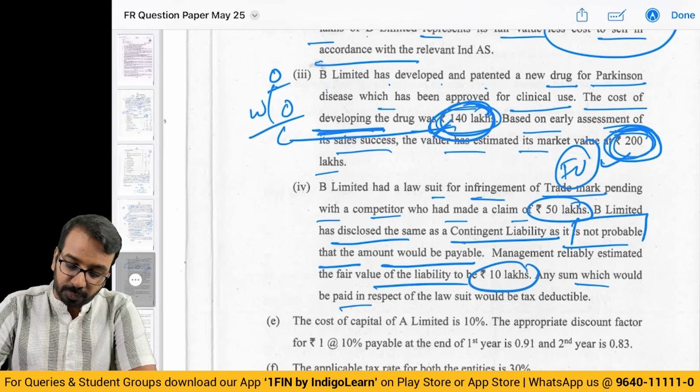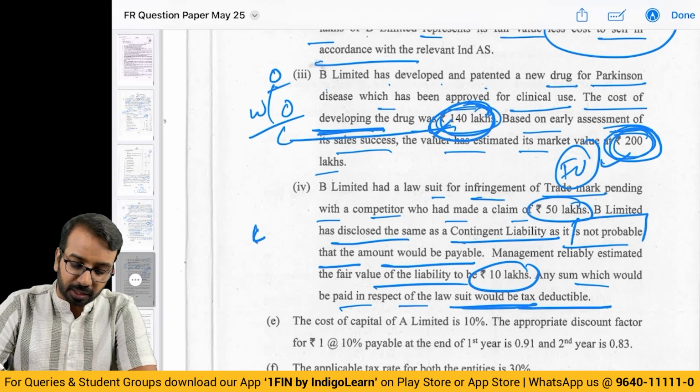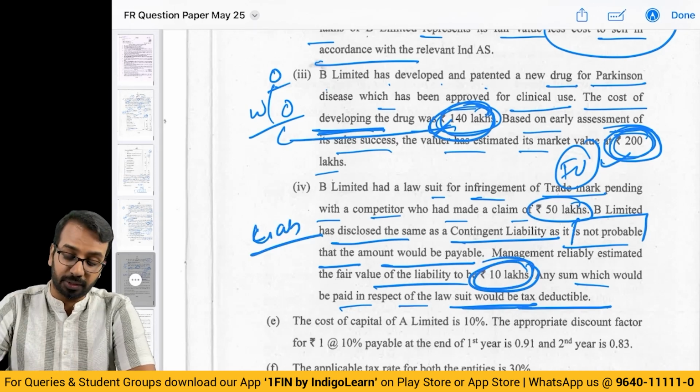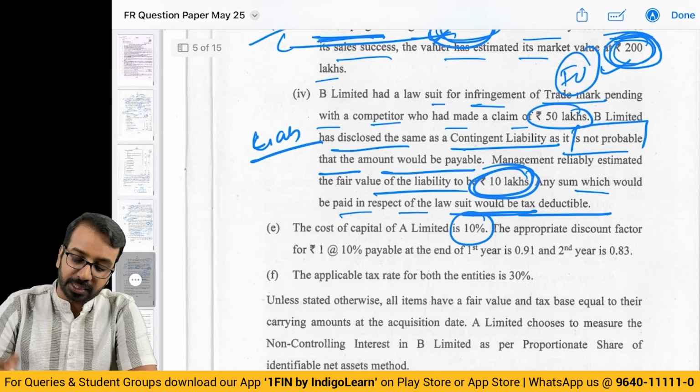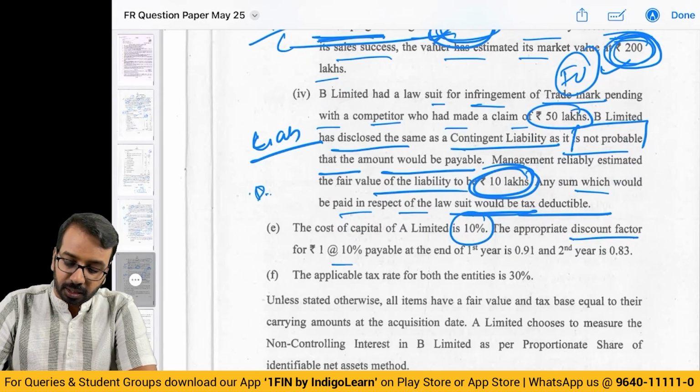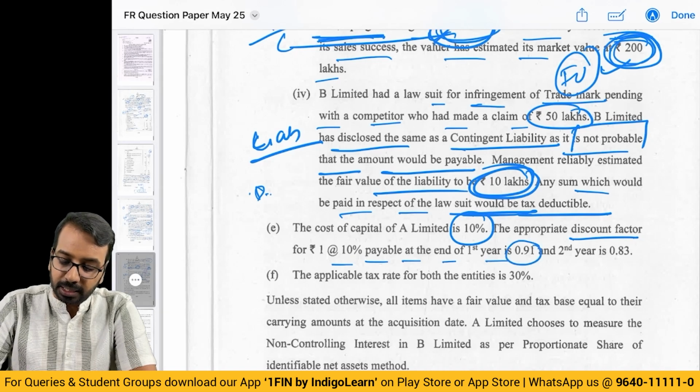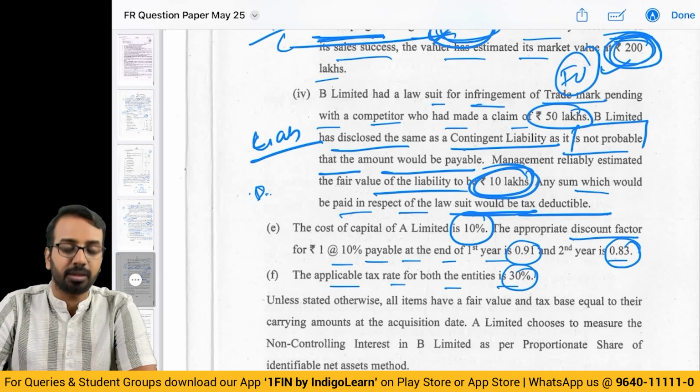Any sum which would be paid in respect of the lawsuit would be tax deductible. So you will take the actual liability, fair value 10 lakhs, and accordingly do the deferred tax implication. Cost of capital is 10%. This is used for your deferred consideration. Discount factor at 10% payable at the end of year 1 is 0.91 and year 2 is 0.83. The applicable tax rate for both the entities is 30%.